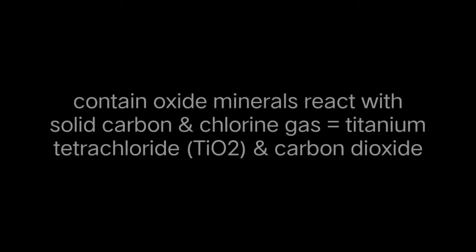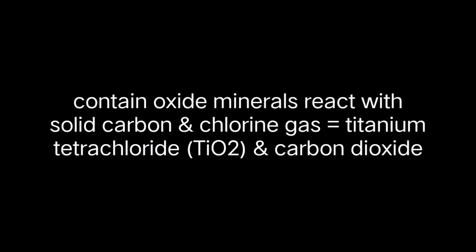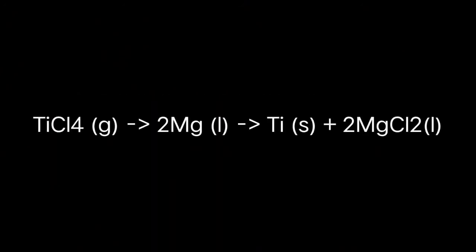An example for a chemical reaction is poor titanium ore. Titanium-containing oxide minerals react with solid carbon and chlorine gas to form titanium tetrachloride and carbon dioxide. Titanium tetrachloride is converted to metallic titanium by reaction with molten magnesium metal at high temperature. How can we know which material is the limiting reactant?